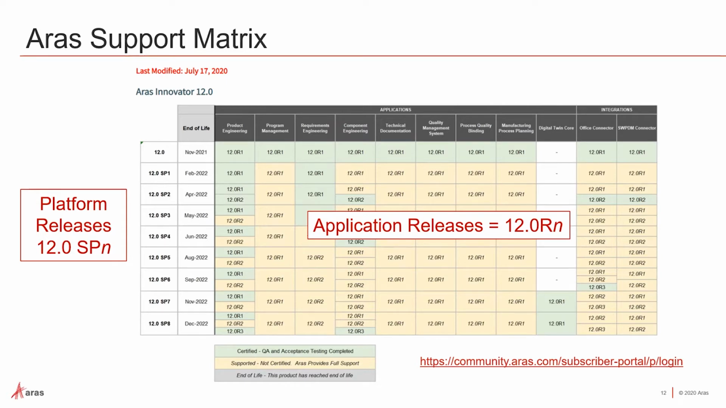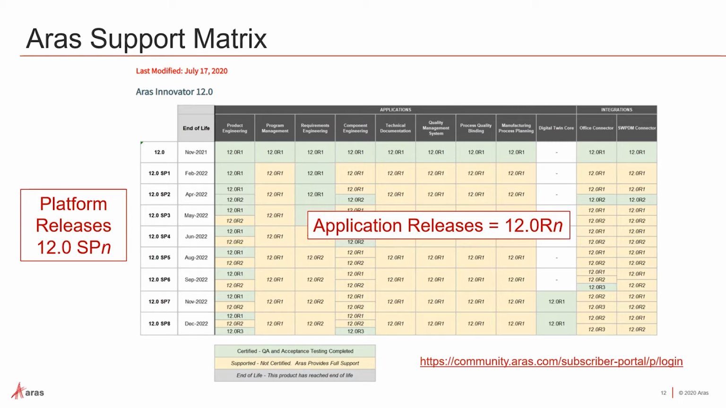Across the top, you see our various applications such as product engineering and program management. Below the names of the applications, you see various releases. The application release format has a different nomenclature, which is 12.0 R and a number like 12.0 R1, which means the first release of the application on the platform. So you can see inside the matrix, there are green boxes showing certified and yellow boxes showing supported. The yellow just means we've retested the existing application on a new service pack. There is no difference in the level of support from Aras, whether the boxes are green or yellow.